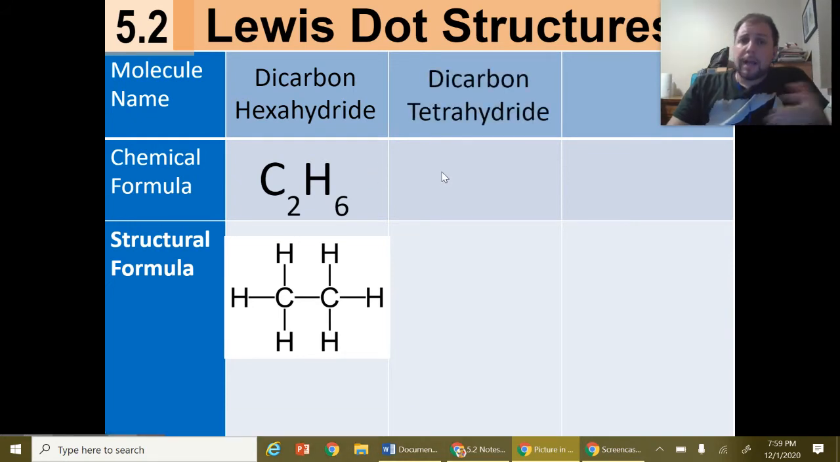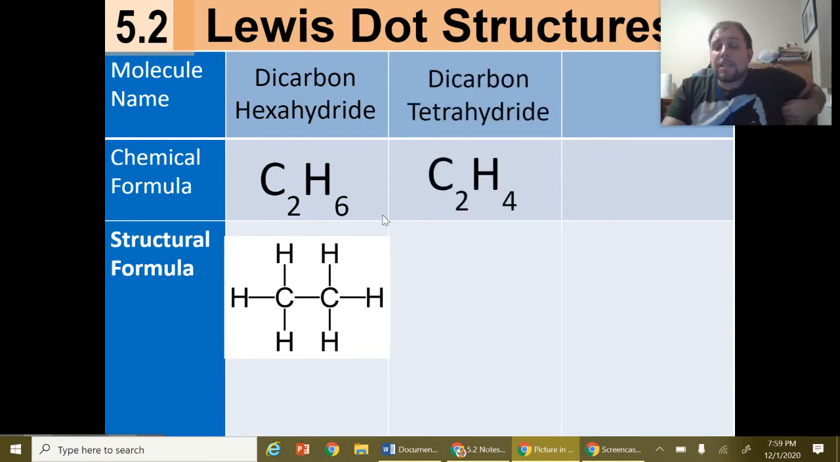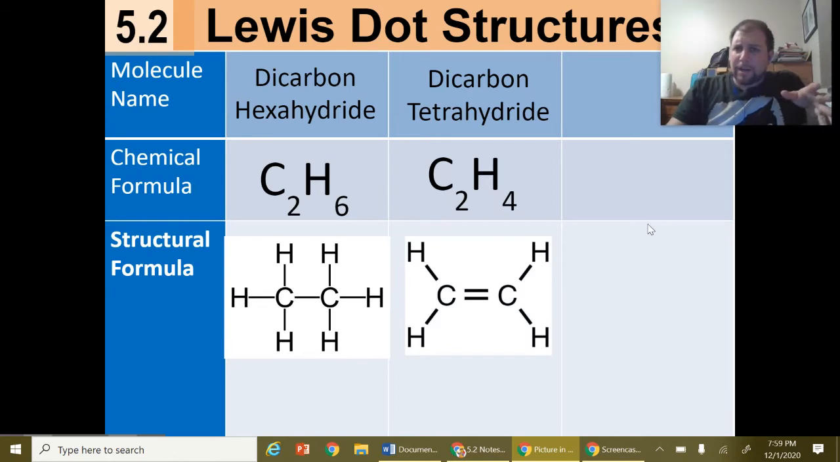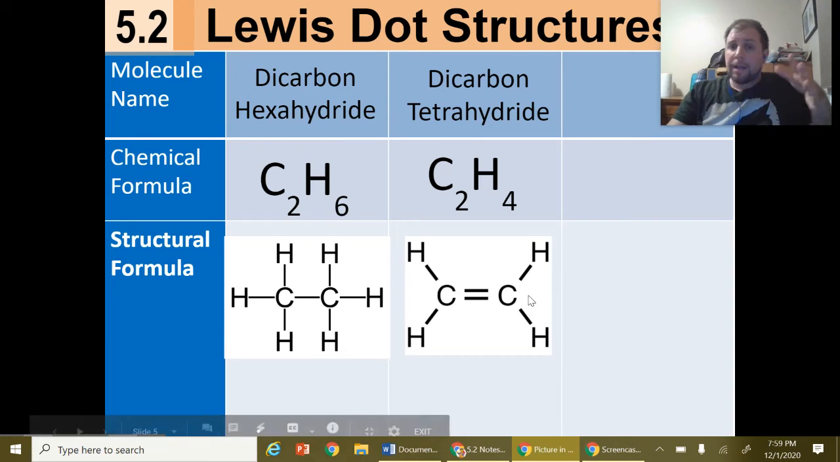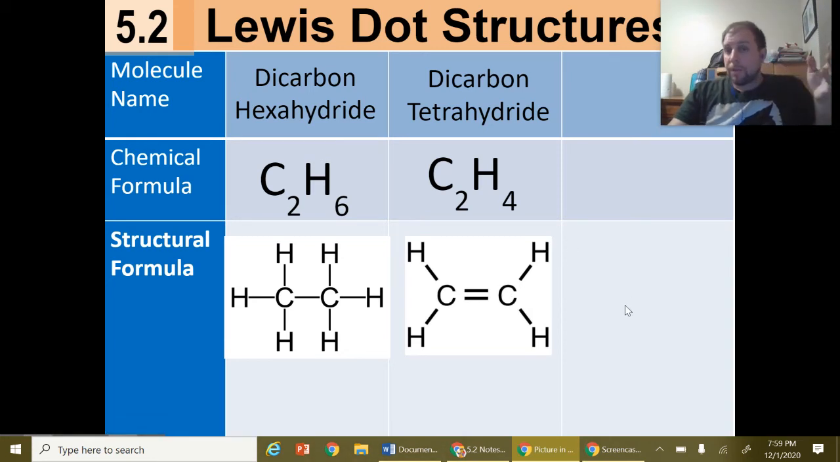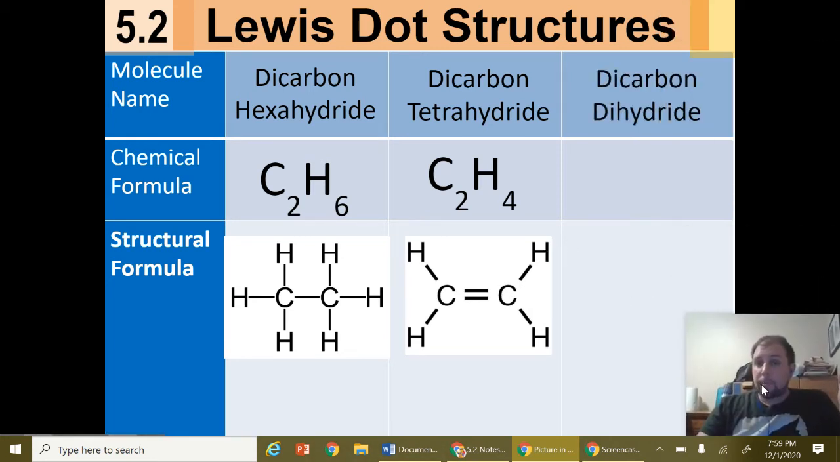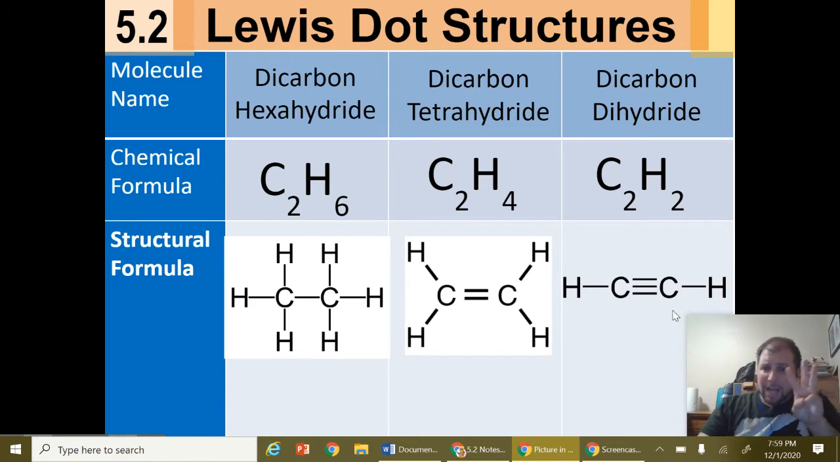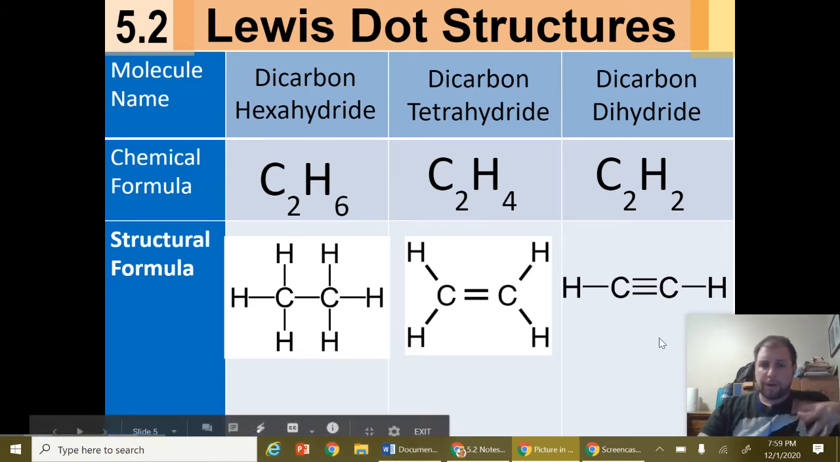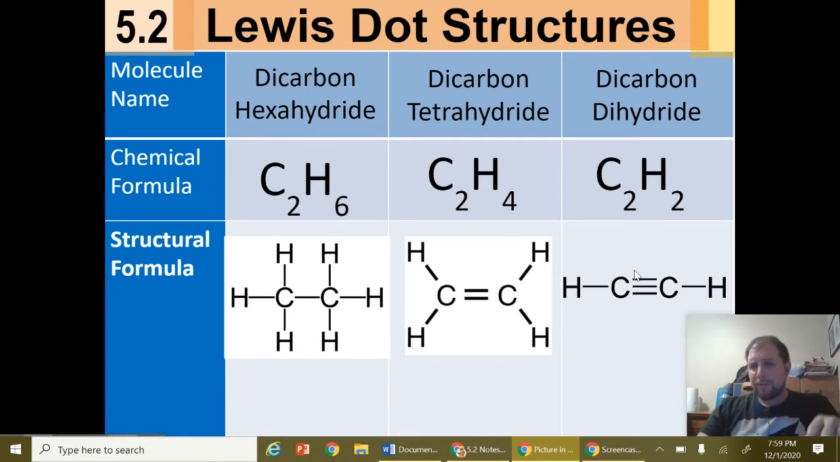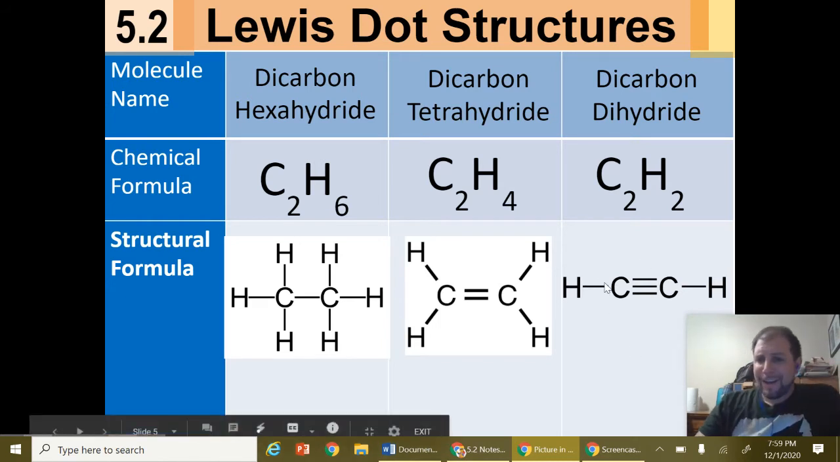Here's dicarbon tetrahydride, C2H4, and here's how they are connected. The carbons are connected to each other twice, and each carbon is connected to 2 hydrogens. And here's dicarbon dihydride, C2H2, where the carbons are connected together 3 times, and each carbon is also connected to a hydrogen. These are the structural formulas that we are going to be figuring out and drawing on Thursday and Friday.